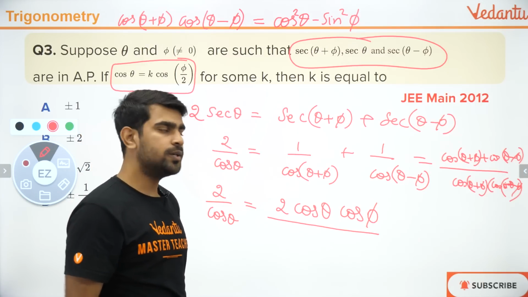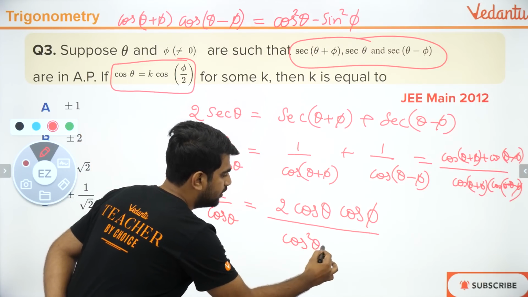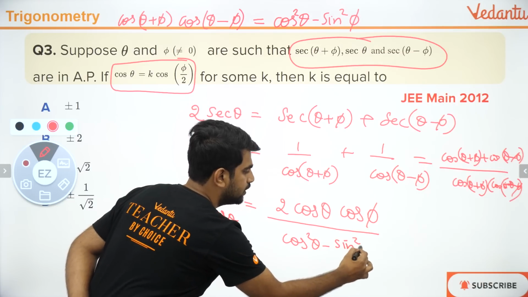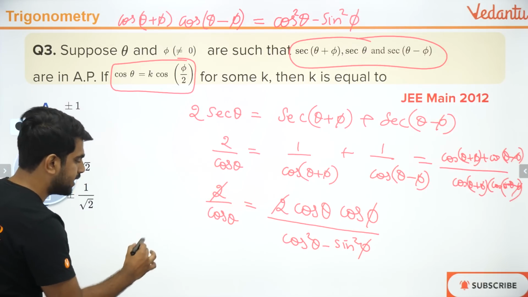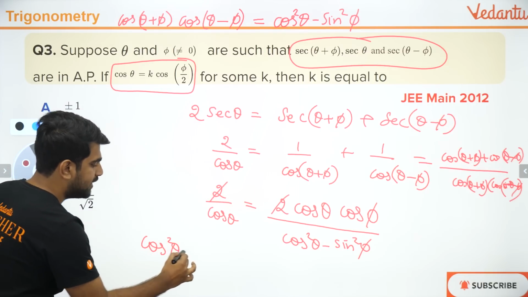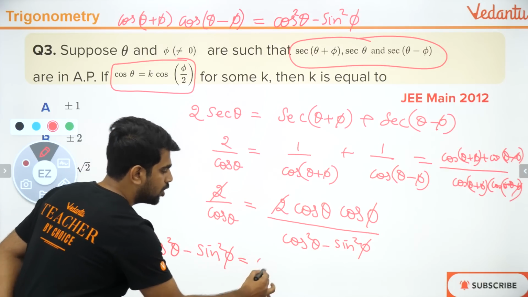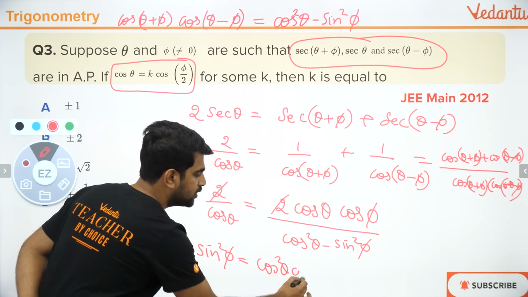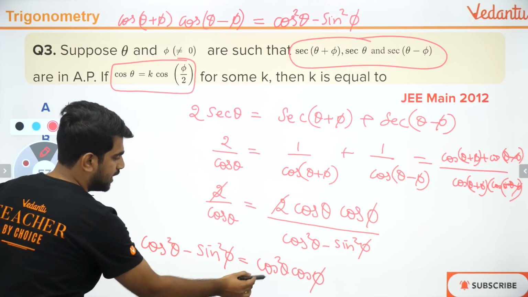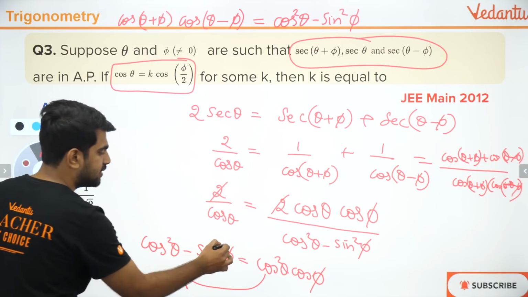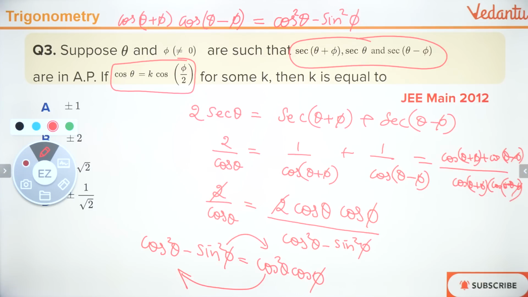Okay? All good? So let me put it down. Cos square A minus sin square B. Now let me cancel this 2 and 2 and multiply it to the other side. So I'll have cos square theta minus sin square phi is equal to cos square theta into cos phi. Let me take this cos square theta and bring it over here, and let me take the sin square phi over there. Okay? So that is what I'm going to do in the next step.